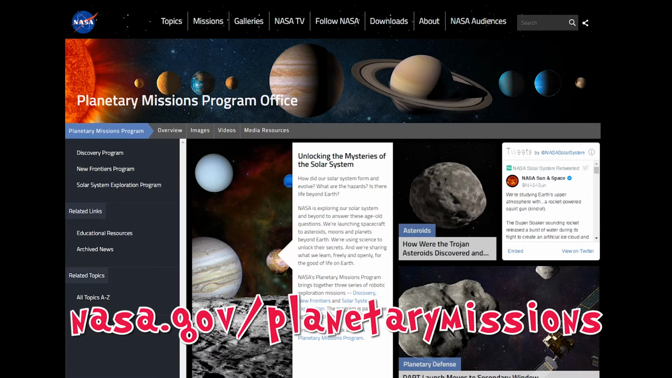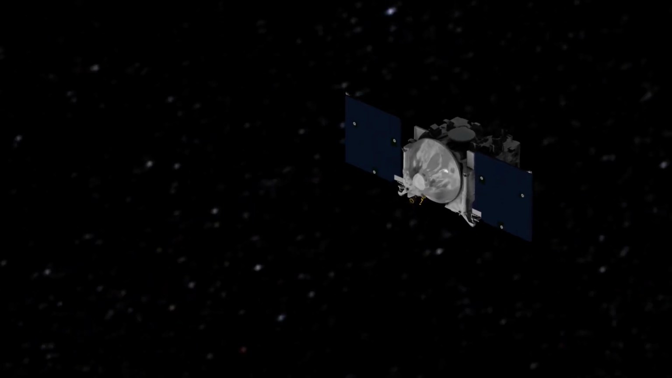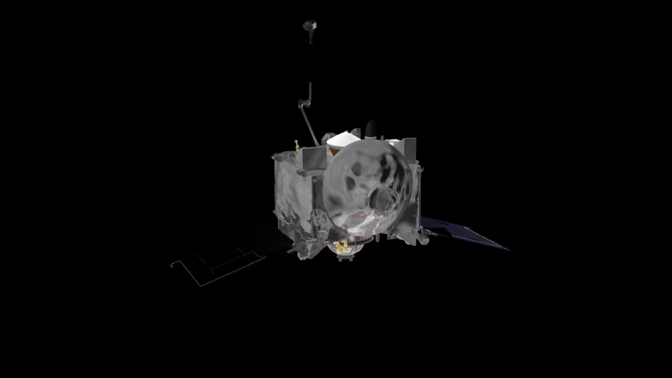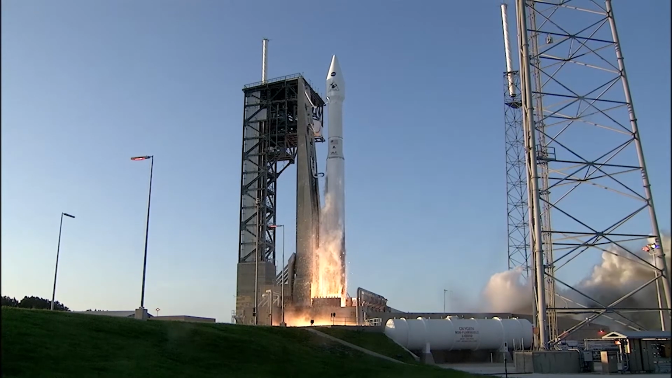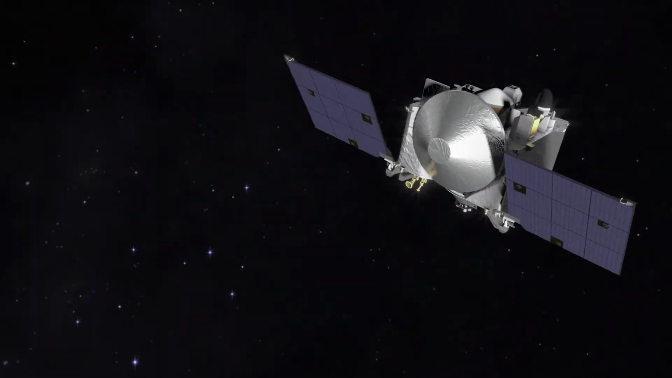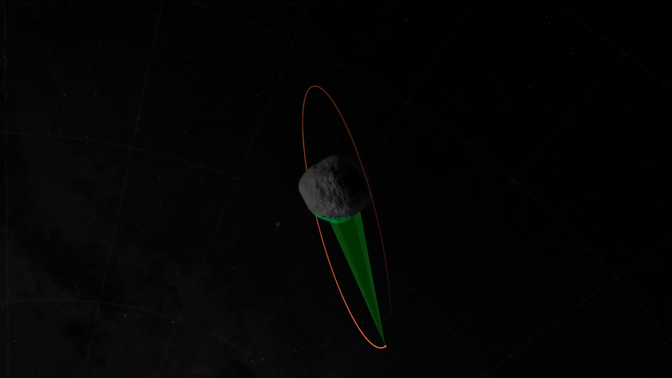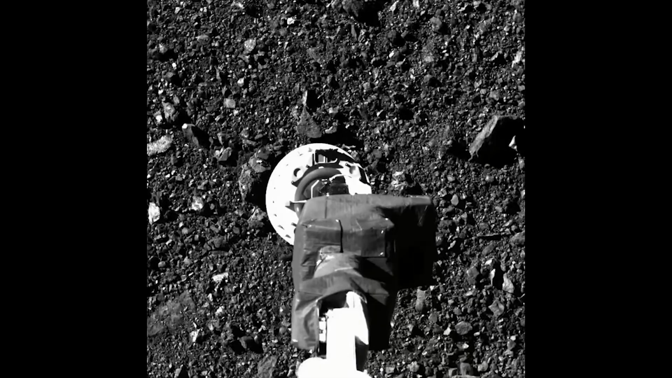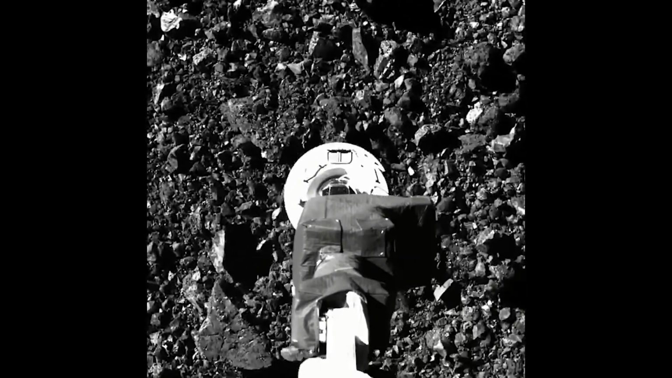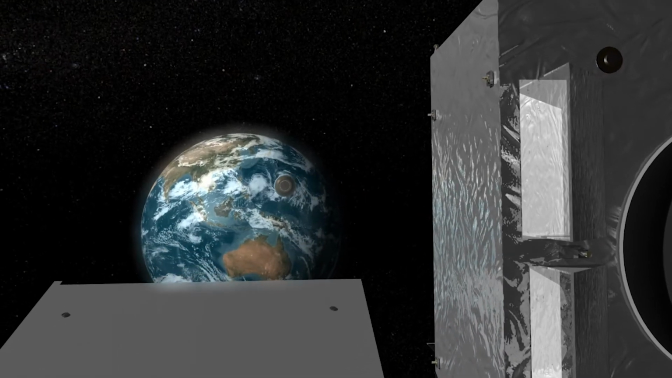nasa.gov/planetarymissions. The Origins Spectral Interpretation, Resource Identification and Security Regolith Explorer, OSIRIS-REx mission was launched in 2016. OSIRIS-REx reached and began exploring the near-Earth asteroid Bennu in 2018. On October 20, 2020, OSIRIS-REx collected an asteroid sample in a technical touch-and-go tag procedure. That sample is planned to reach Earth in 2023.